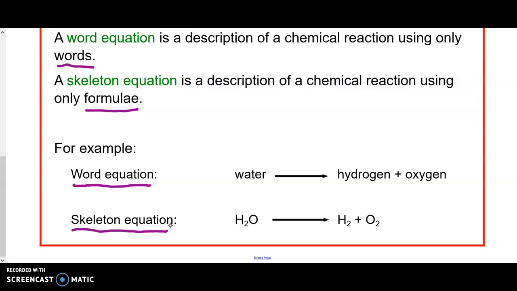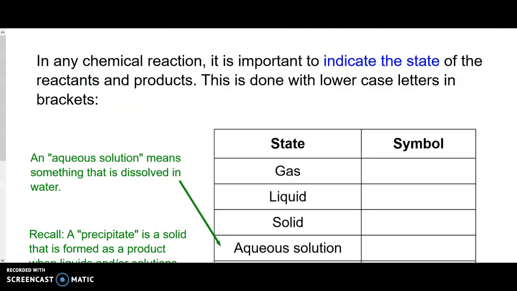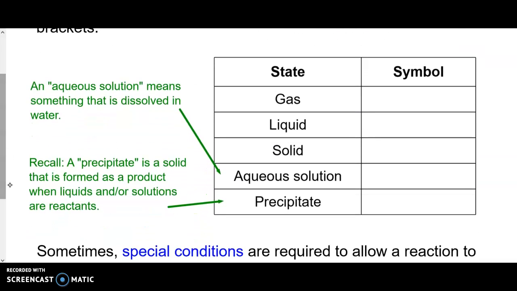So that's what you're going to do today, and you're going to do for homework. You're going to write out word equations and skeleton equations for different chemical reactions. Other things to include in chemical reactions. Number 1, the state. So anytime you're writing an element or a compound in a chemical reaction, you're going to indicate the state of that element or compound. In order to do that, we use lowercase letters and we use little brackets. So here are some examples.